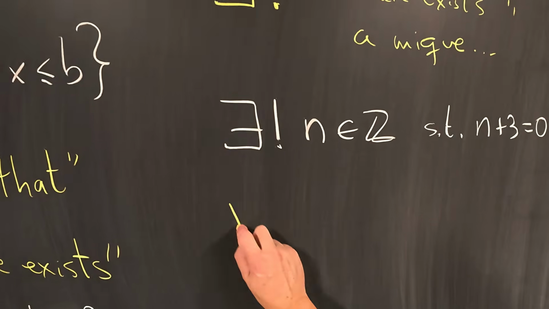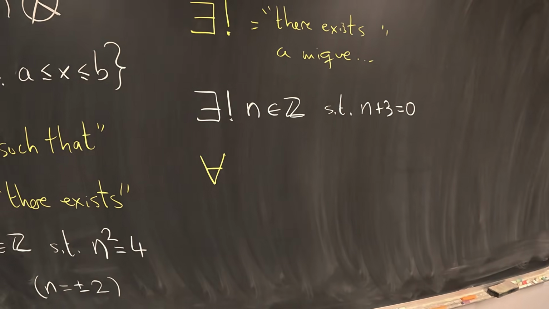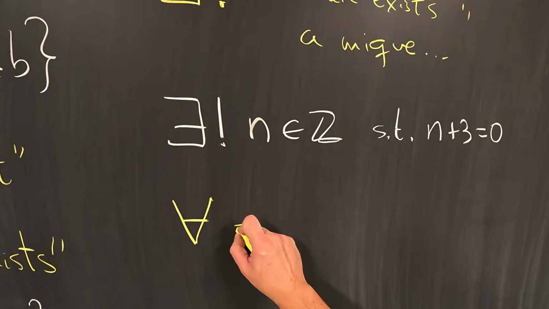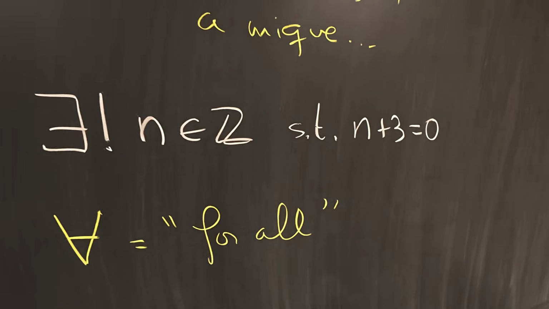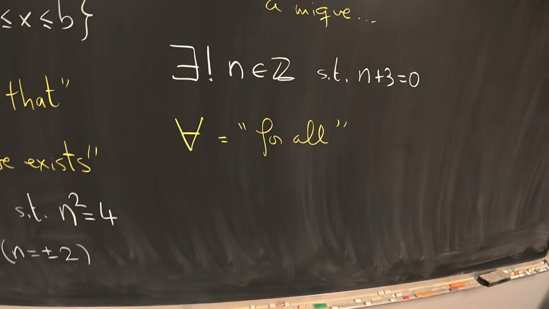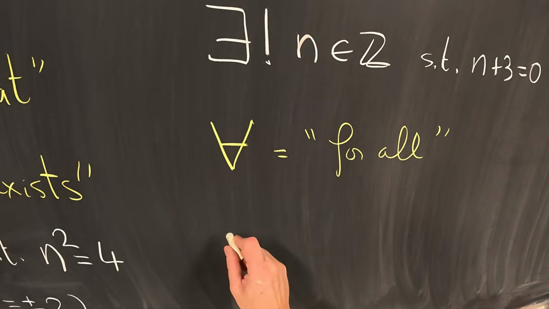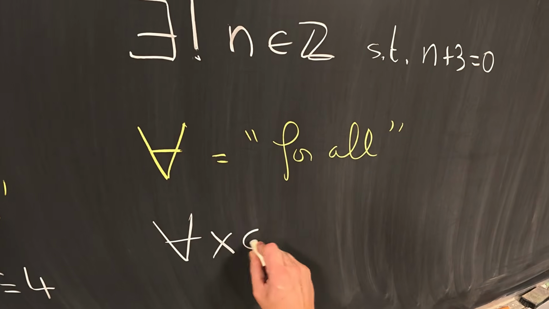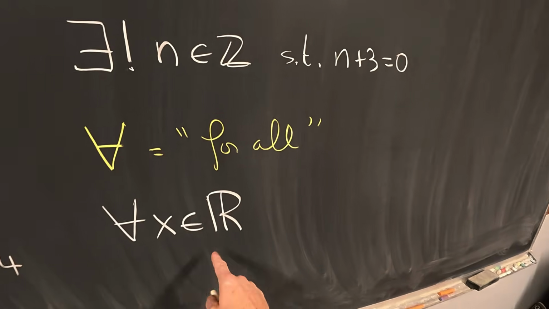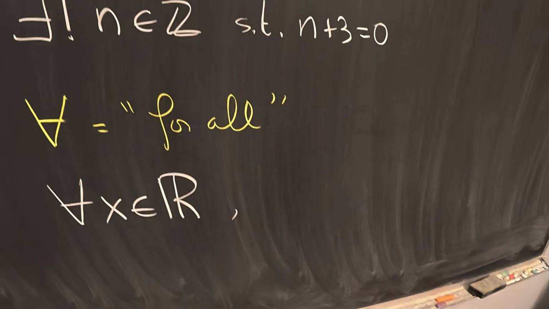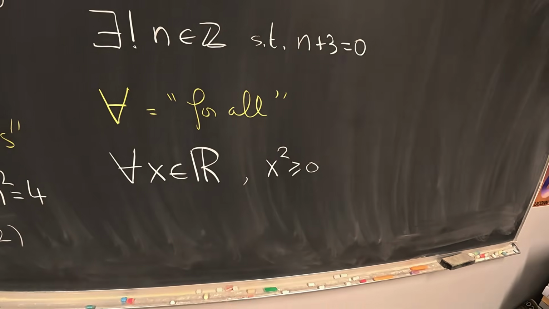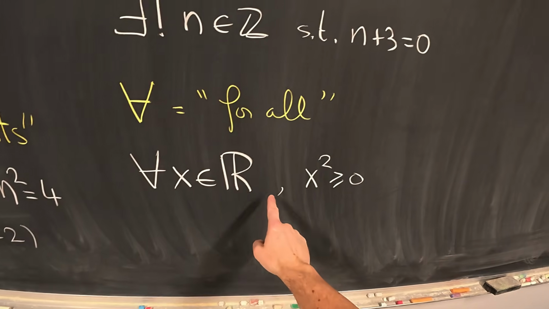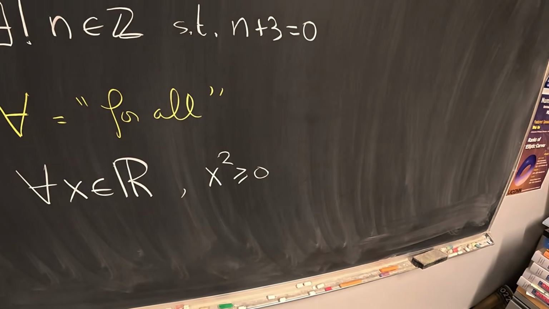Another symbol, a very common symbol, is this upside down A, which means for all. And for example, one could write that for all x real, so for every real number, we have the property that x squared is bigger or equal to 0. For all real numbers, x squared is non-negative.